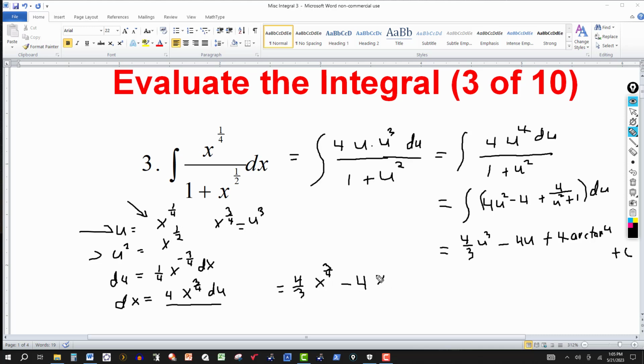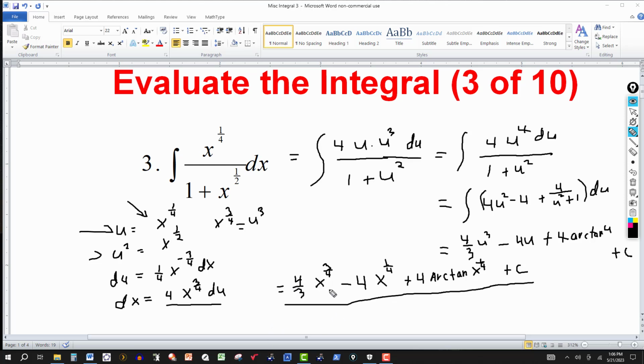We could write these as radicals also. We get that, and then plus 4 arctan, or tangent inverse if you want, of u, but u is x to the 1/4, and then plus your constant of integration, and that's your answer. So we got 4/3 times x to the 3/4 power minus 4 x to the 1/4 plus arctan of x to the 1/4 plus the constant of integration.